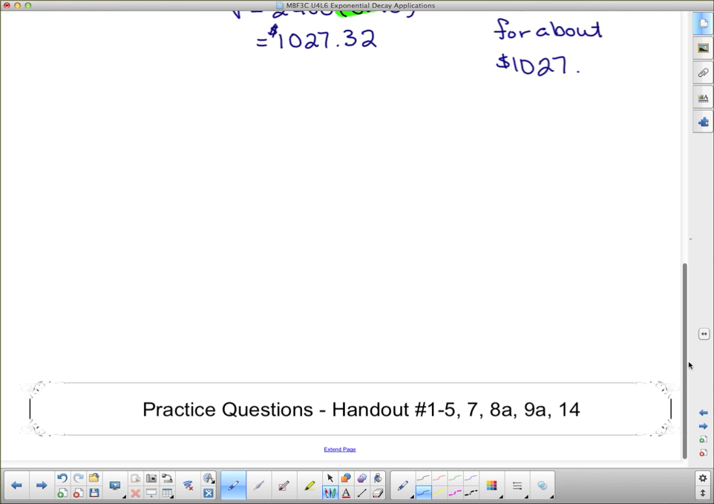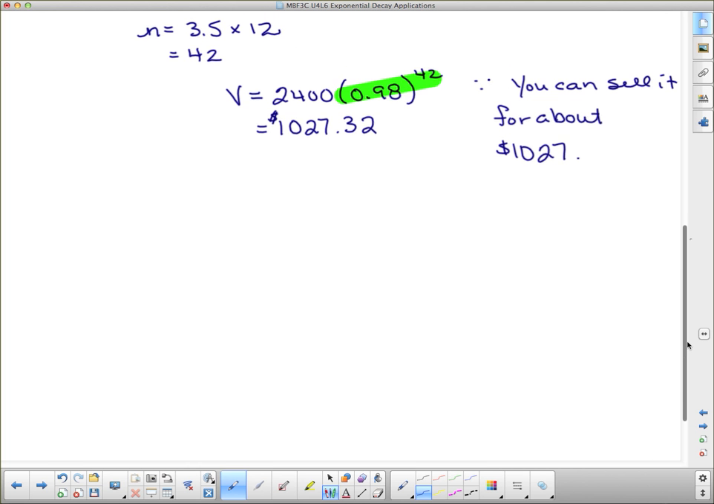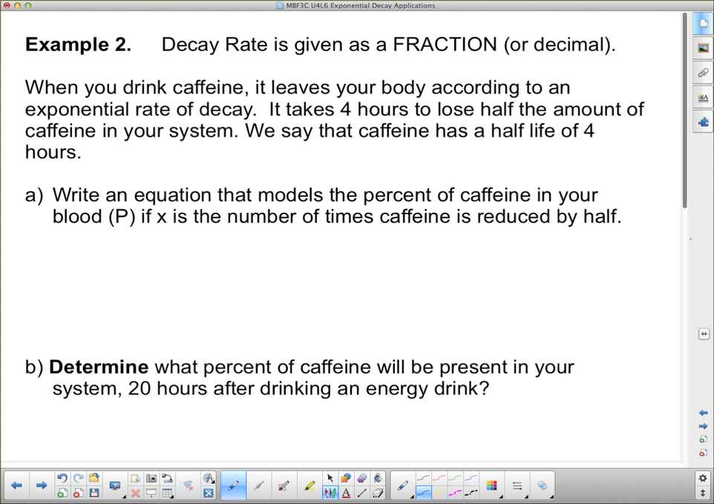Next, nothing on, oh, is that it? Nope, there's one more. Here we go. Decay rate is given as a fraction or as a decimal.